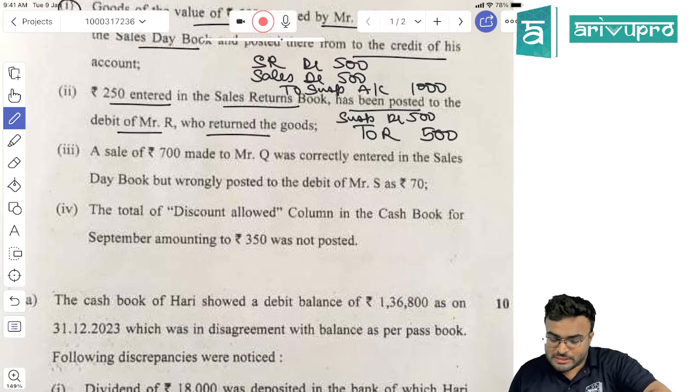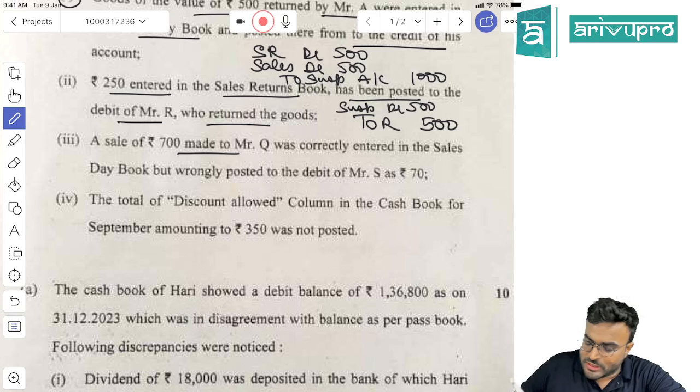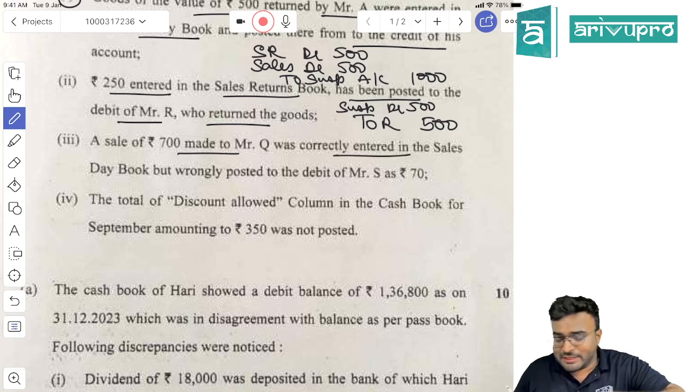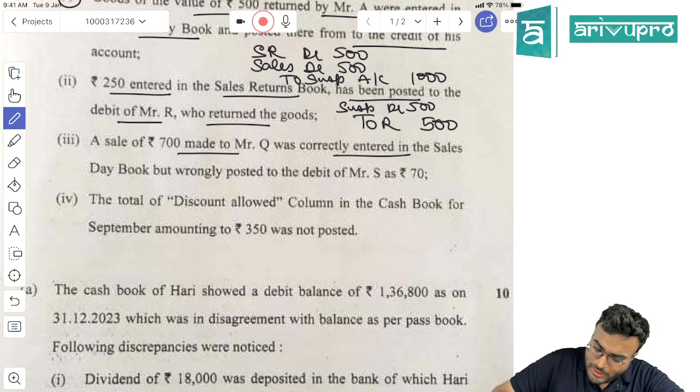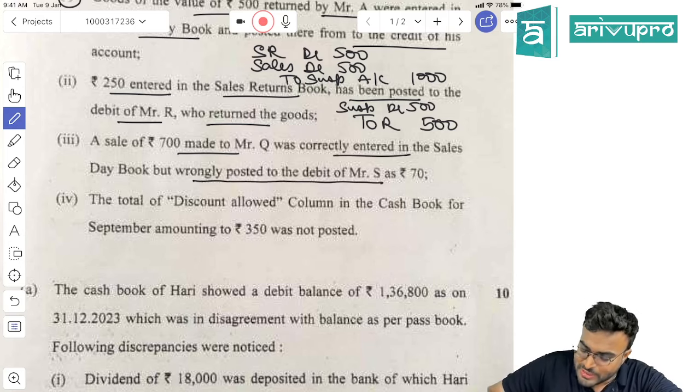Clear? Next, a sale of 700 made to Mr. Q was correctly entered in the sales day book. You made a sale of 700 entered in the sales day book also, but wrongly posted to the debit of Mr. S.